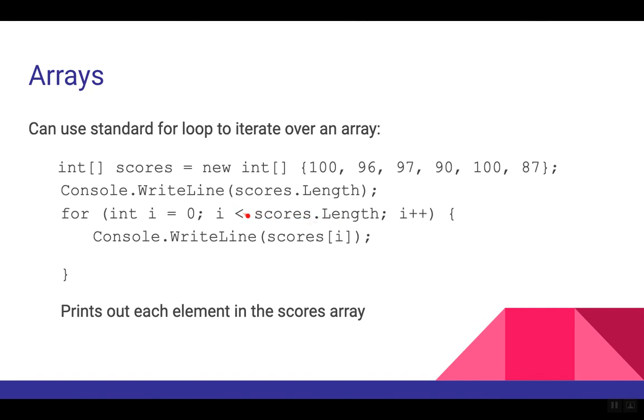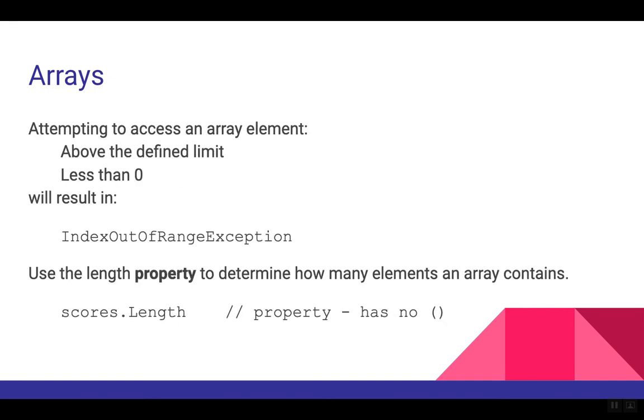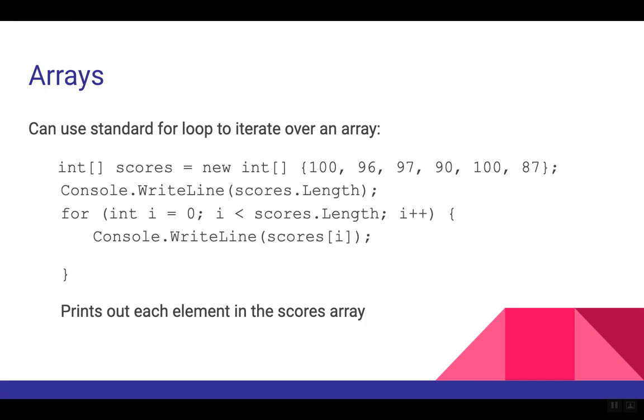If I did less than or equal to scores.length, what would happen? I'd get up to 6 and I would get an index out of range exception, because there is no scores at 6. So whenever you're iterating over an array, always make sure that you do less than. This is going to be a common mistake, because your fingers are going to want to type less than or equal to here for some reason. Don't do it. That will be a common mistake as you start getting into this.